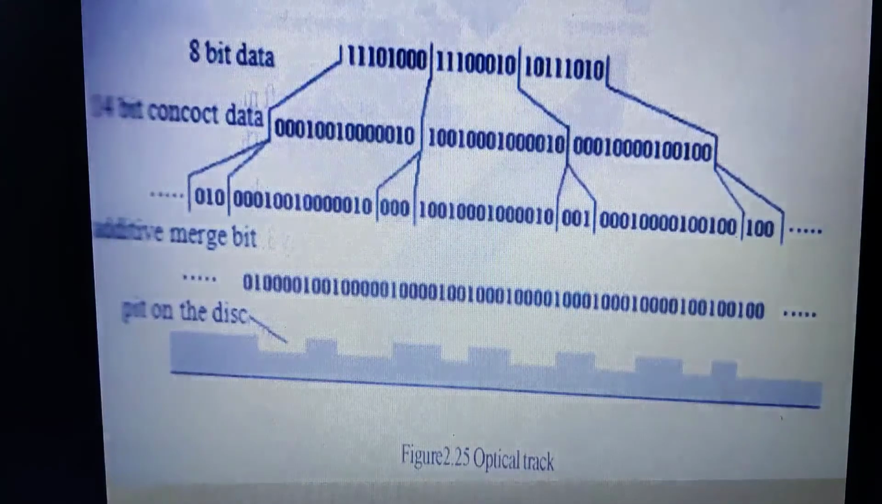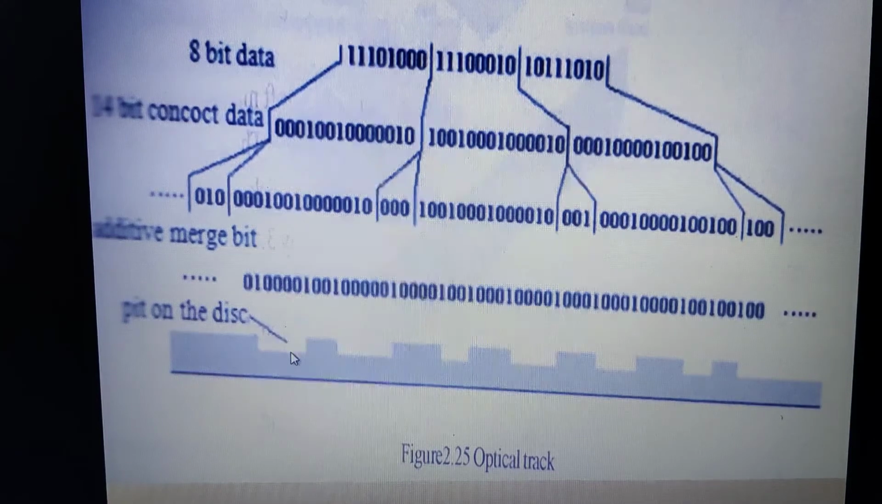Here you can see the 8-bit data, 14-bit data. You can see the pit on the disc. This is a flat surface. Once after the burning, there is a formation of the pit here, which represents the information. Again there is a flat surface, that is land, and again the information. This is how exactly the optical track will look. I hope the concept is clear.